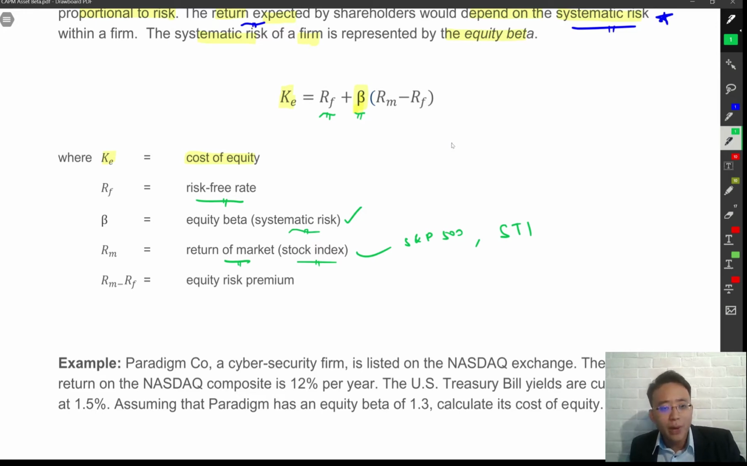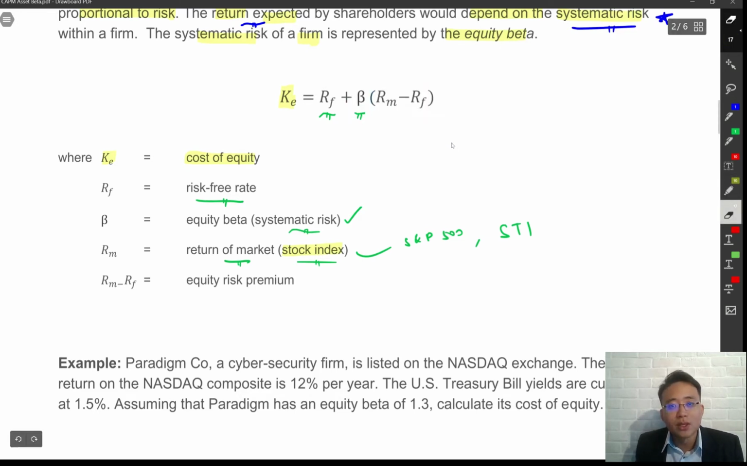So the return of the market, we would use a stock index to estimate it or to find a number. That is the return of the market, and you minus off the risk-free rate within. To recap again, your cost of equity would be the risk-free rate, plus a certain risk factor, which is your equity beta, your systematic risk, multiplied by RM minus RF. And this will give us an answer for the cost of equity.